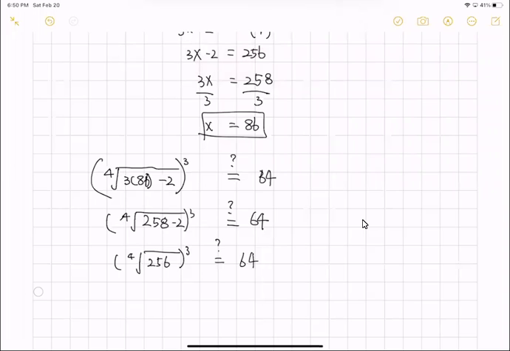Okay. The fourth root of 256 is equal to 4. So now we have 4 to the cubic power. Is this equal to 64? Yes, this is equal to 64. So that means x = 86 is our solution.